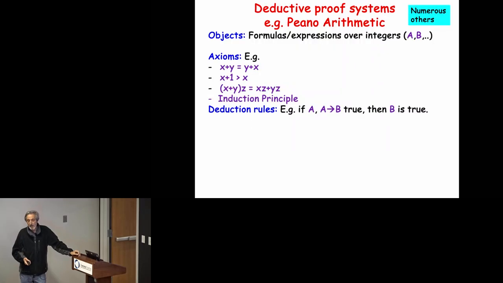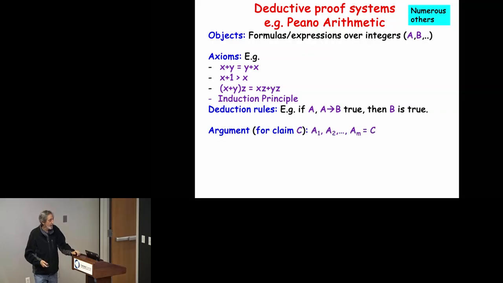Here's a familiar one, like plane geometry, Peano arithmetic, or lots of other deductive proof systems in math. Basically, the objects you manipulate are formulas over integers. You have a bunch of axioms that you are familiar with. And then you have deduction rules, how to infer one formula from several others, like modus ponens here.